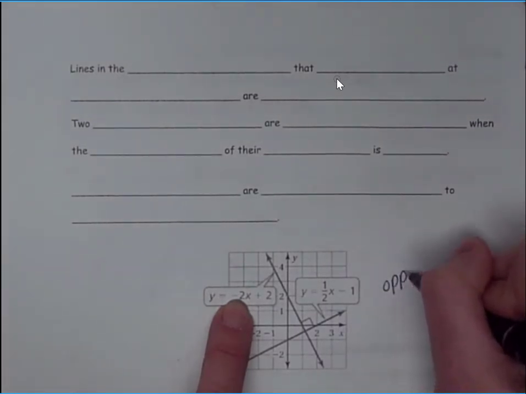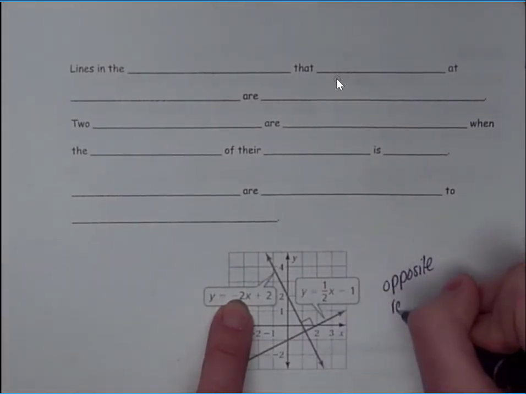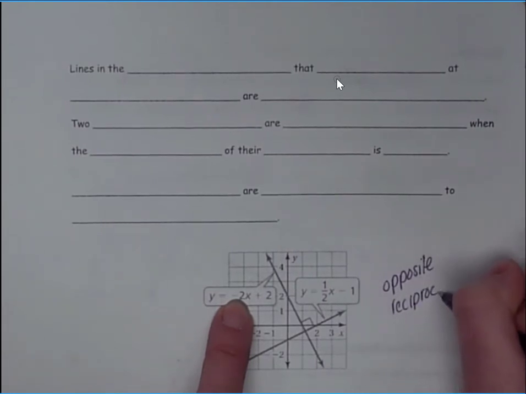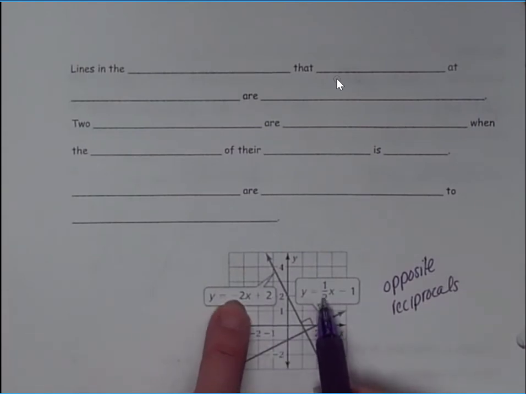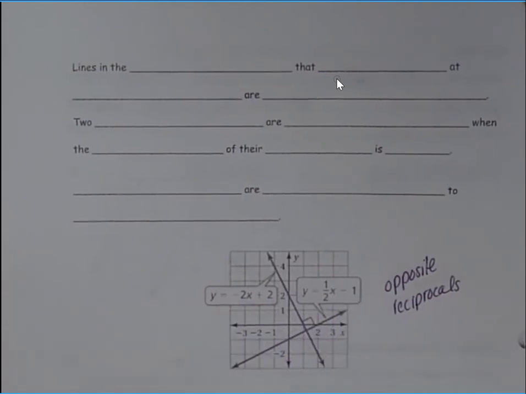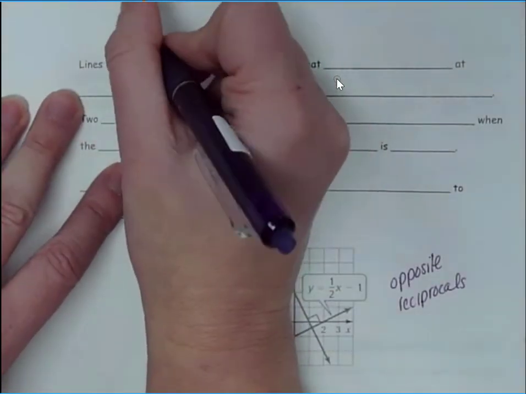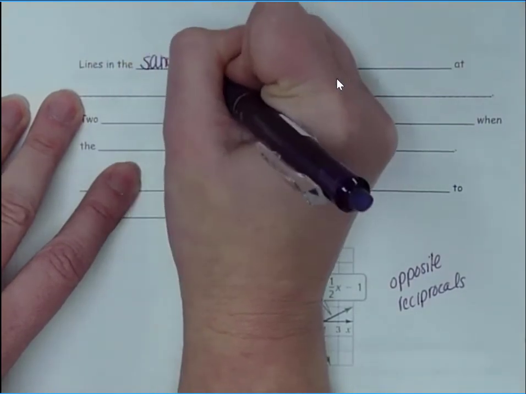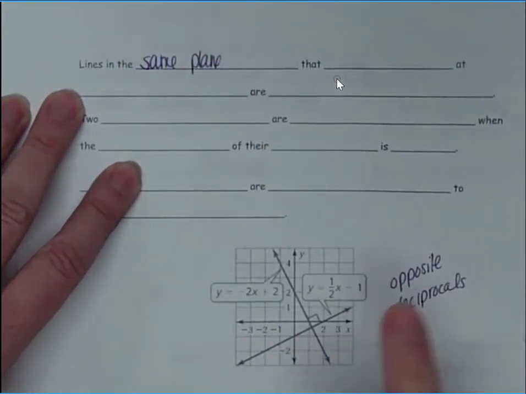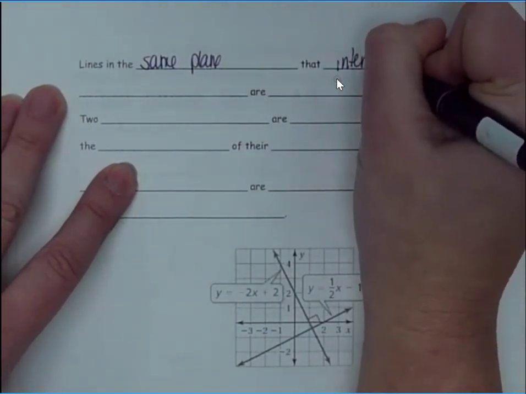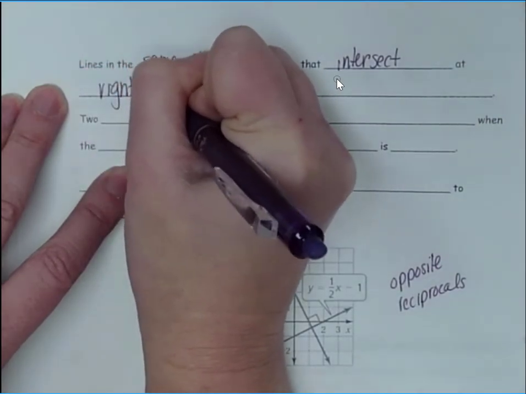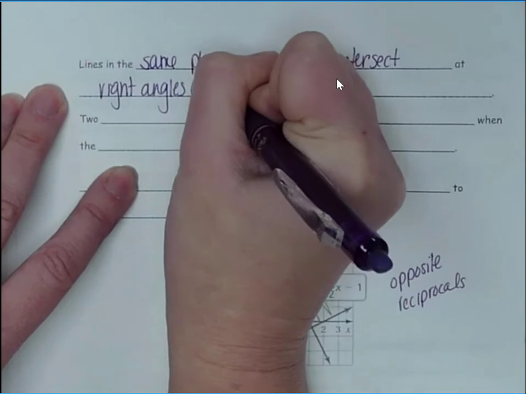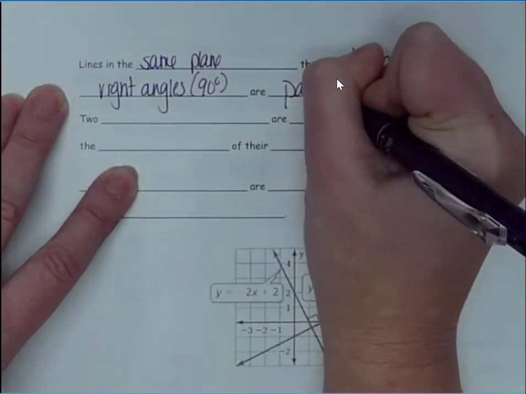So this is what we call opposite reciprocals. So if I have a slope that's the opposite, so instead of negative it's positive, and a slope that is a reciprocal, I have two perpendicular lines. So lines in the same plane, so they're on the same graph, that intersect at right angles, that means 90 degrees, they are perpendicular.